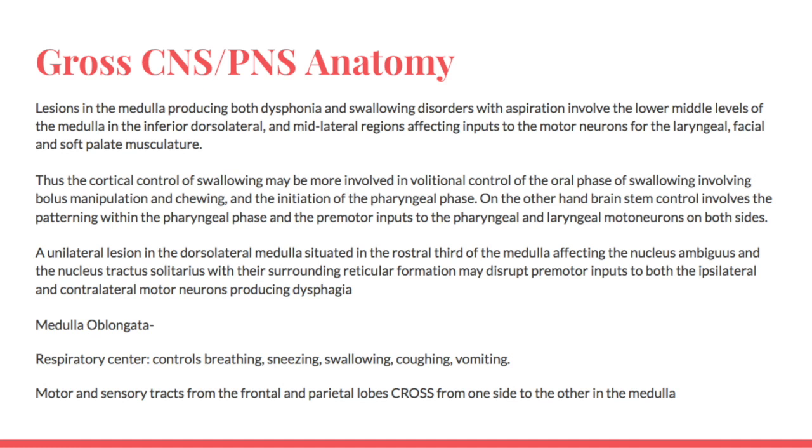A unilateral lesion in the dorsolateral medulla, situated in the rostral third of the medulla, affecting the nucleus ambiguus and the nucleus tractus solitarius with their surrounding reticular formation, may disrupt premotor inputs to both the ipsilateral and contralateral motor neurons, producing dysphagia. We see that the respiratory center controls breathing, sneezing, swallowing, coughing, and vomiting. Motor and sensory tracts from the frontal and parietal lobes cross from one side to the other in the medulla.